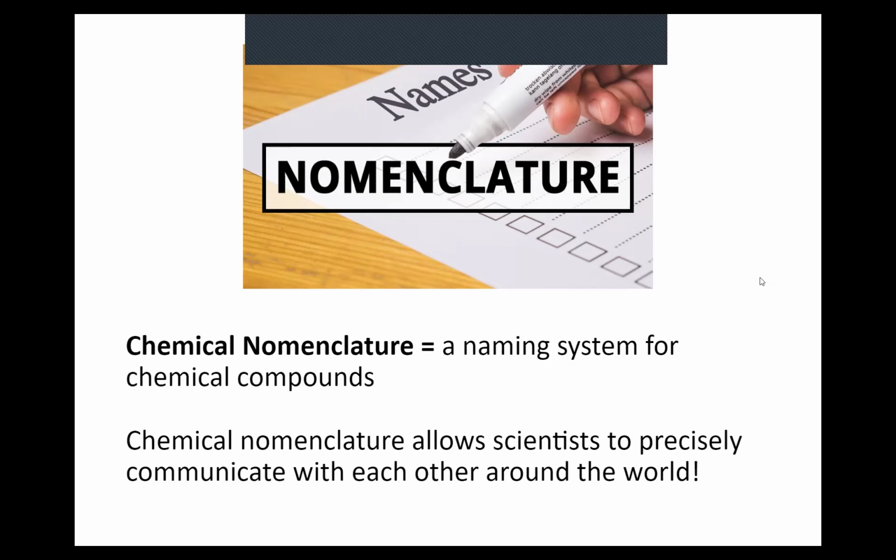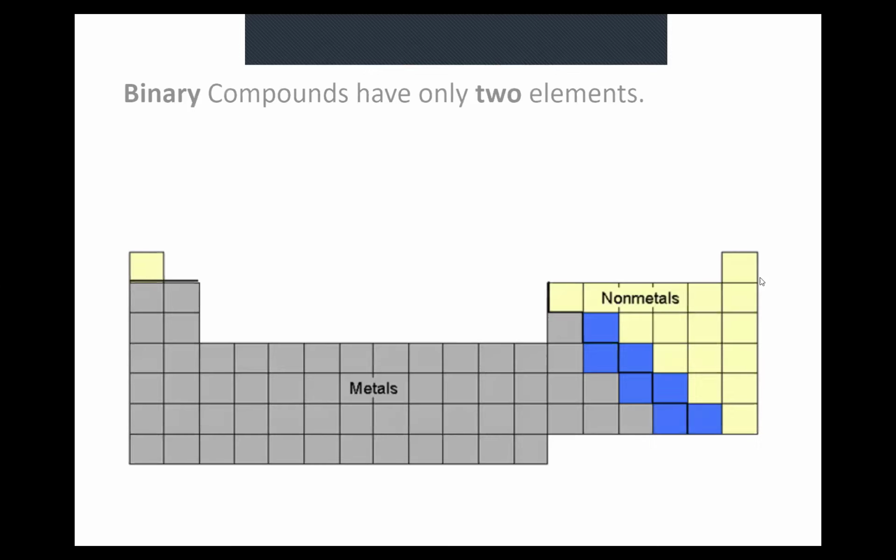Okay, so we're going to start with what is typically considered the simplest type of compound, binary ionic. The word binary suggests that there's two things. Bi means two, and that is absolutely the case here. Binary compounds have only two elements in them. And specifically, we're going to talk about ionic compounds.